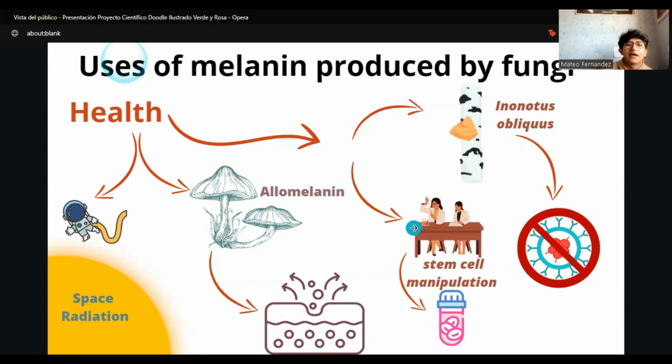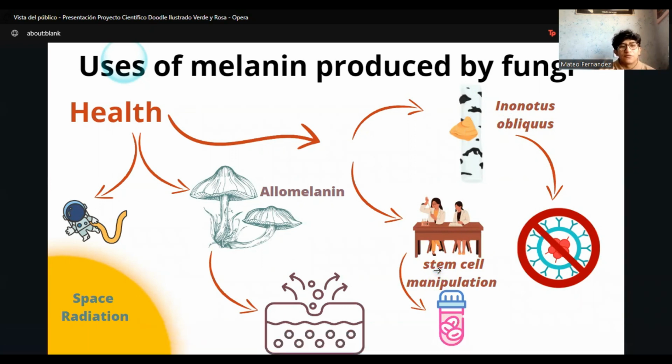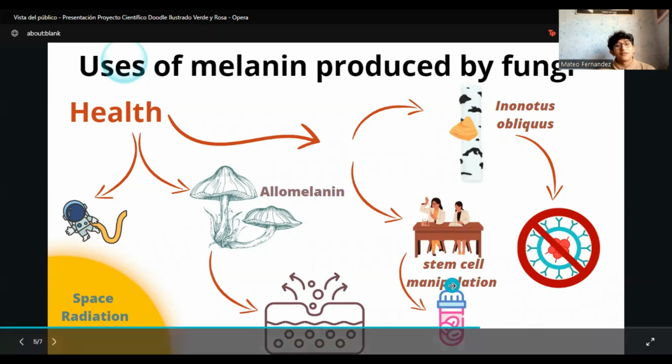Finally, fungal melanin has been implicated as having potential in functional biointerfaces used for stem cell manipulation.